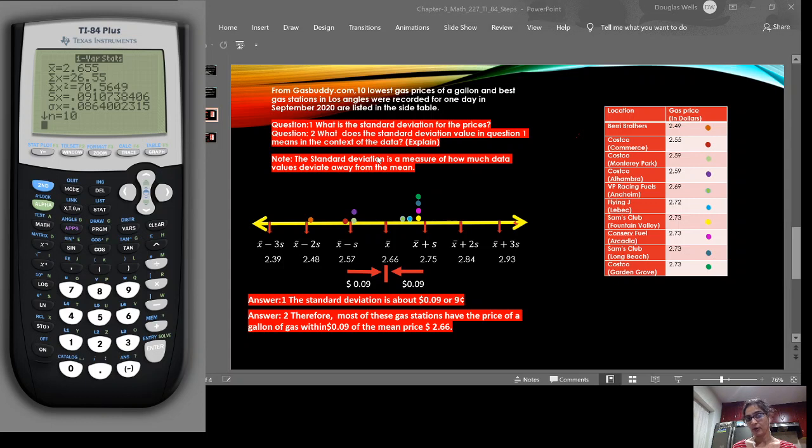So now I hope you understand what the standard deviation value in question 1 means in the context of the data. That means that most of these gas stations have the price of a gallon of gas within $0.09 of the mean price $2.66.